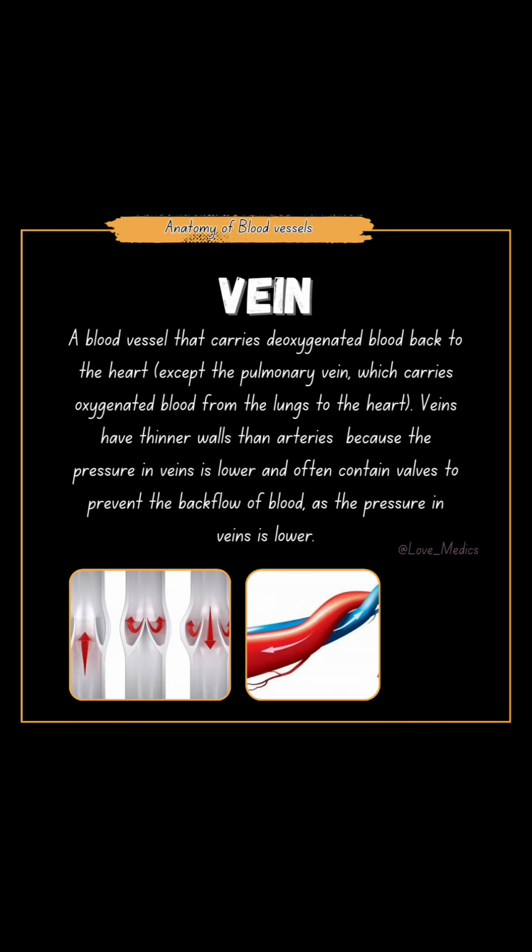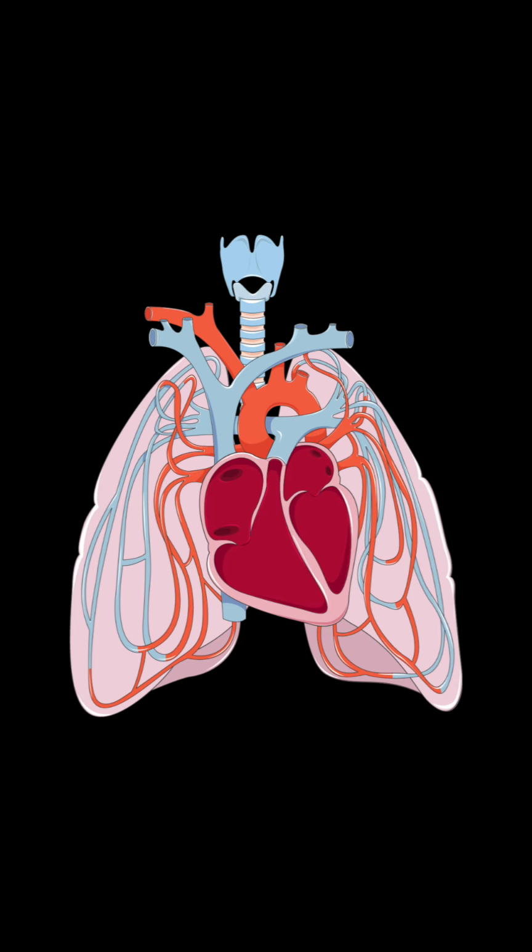And the last one is vein, a blood vessel that carries deoxygenated blood back to the heart, except the pulmonary vein. Like the pulmonary artery that is different from arteries, likewise, the pulmonary vein is different from veins. The pulmonary vein carries the oxygen-rich blood from the lung to the heart.